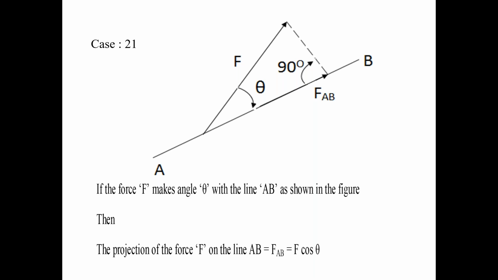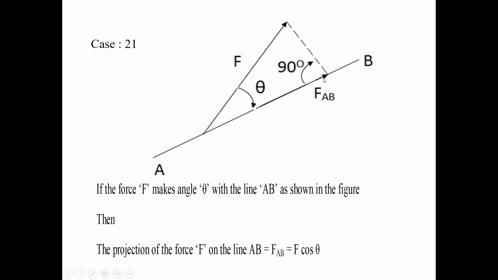F cos theta, because with respect to this theta angle, FAB is the adjacent side, F is the hypotenuse. So cos theta is equal to FAB by F. So FAB is equal to F cos theta. So if the force F with the line AB making the angle theta, then the projection of that force F on the line AB, FAB is equal to F cos theta.